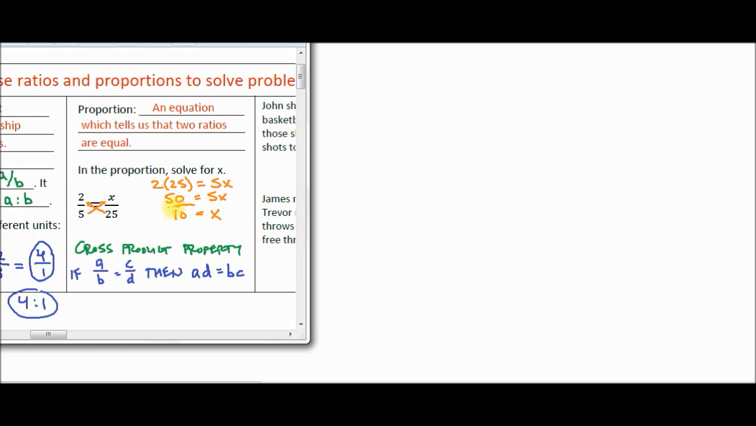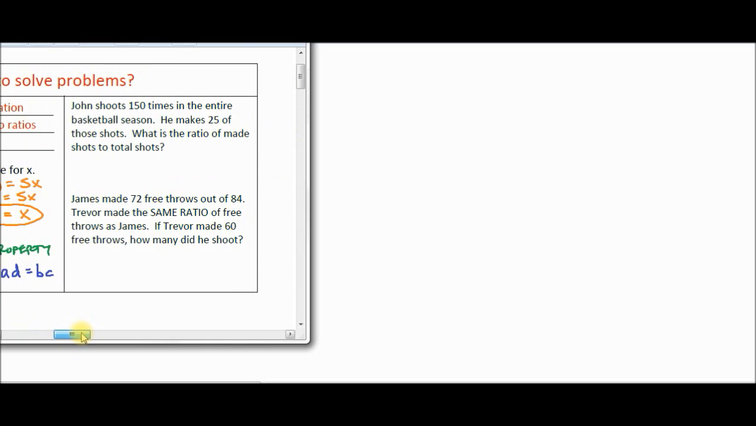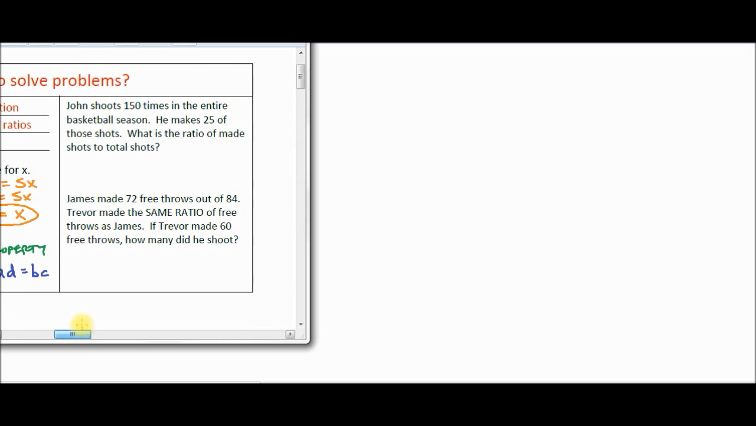We just figured out that in this case, x is equal to 10. This is a skill you absolutely have to have in this unit to be able to deal with proportions. I'm fixing that equal sign. So that is a quick background on proportions. Next, let's take a look at how ratios and proportions show up in actual problems.